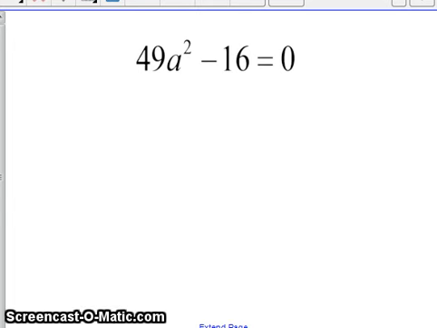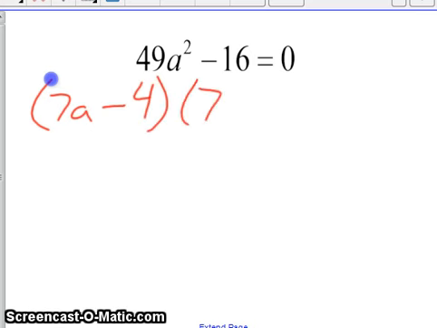So what's the square root of 49a squared? 7a. What's the square root of 16? 4. So I've got my 7a minus 4 and my 7a plus 4. So that's step 2, which is factor.